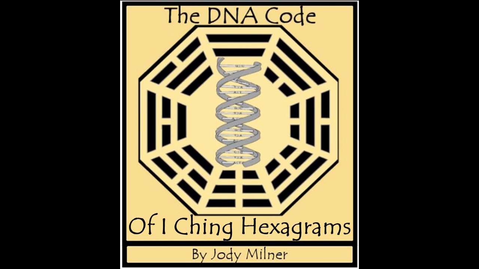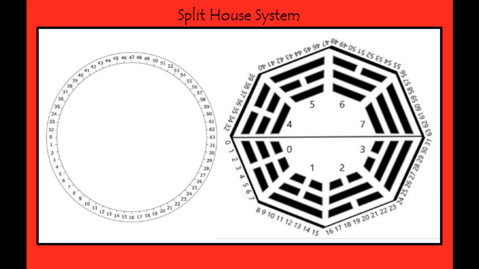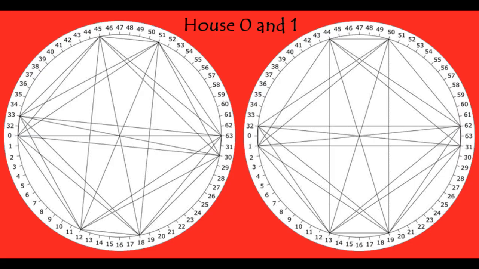Soon after discovering the 8 house groups of the 64 hexagrams, as discussed in previous videos, I created a numeric version of the hexagram wheel. I then plotted the houses into geometric patterns as shown here. Paired houses and multiple house groups also display interesting patterns.